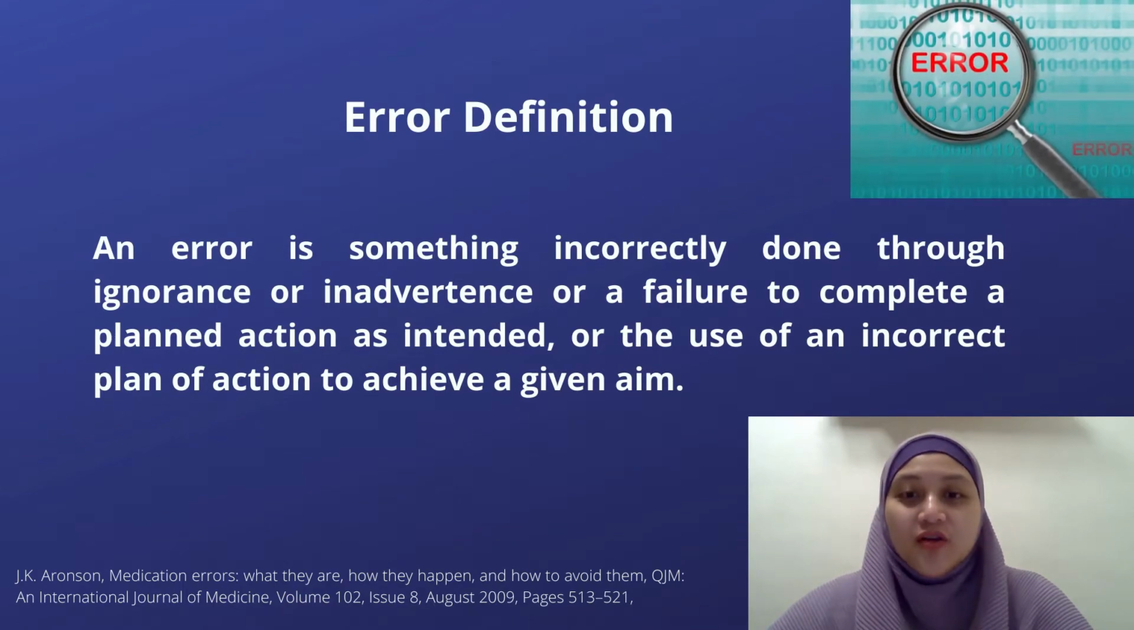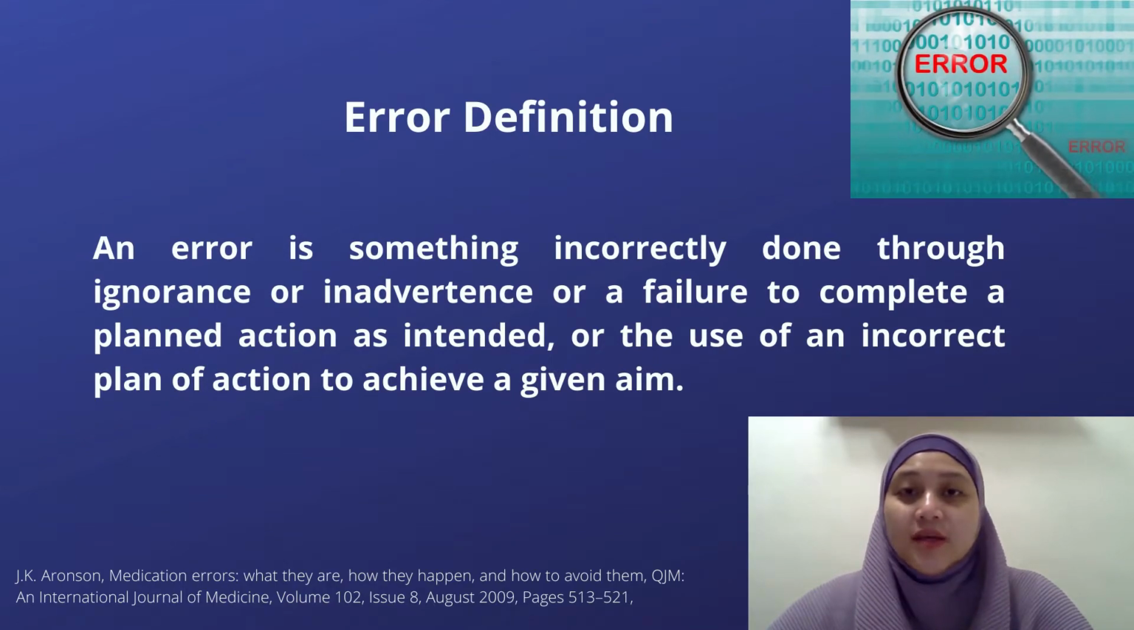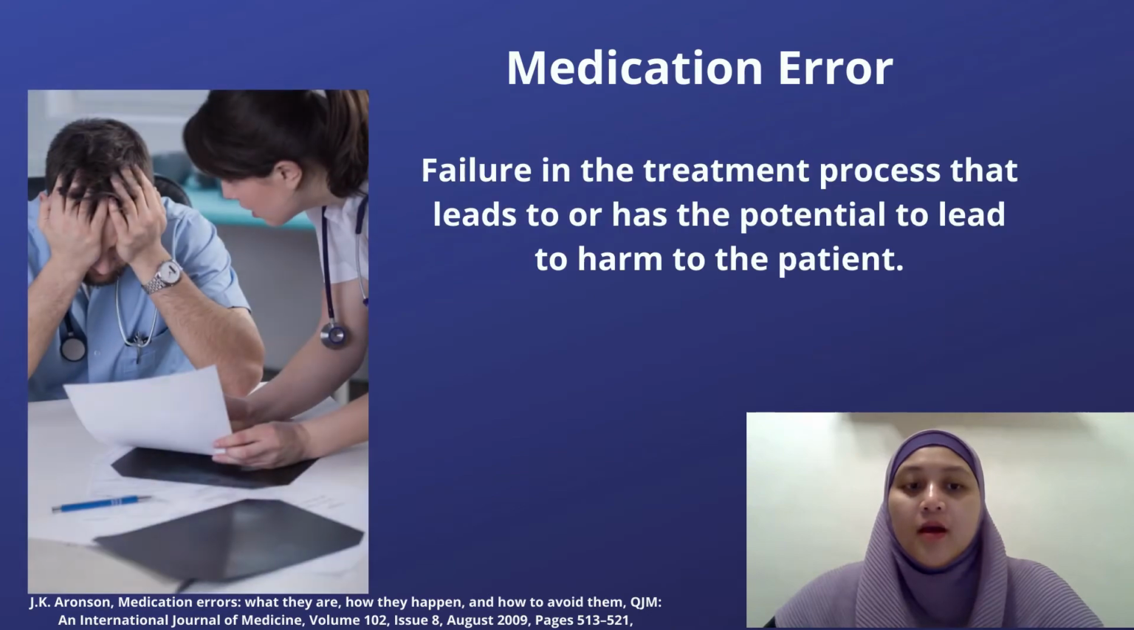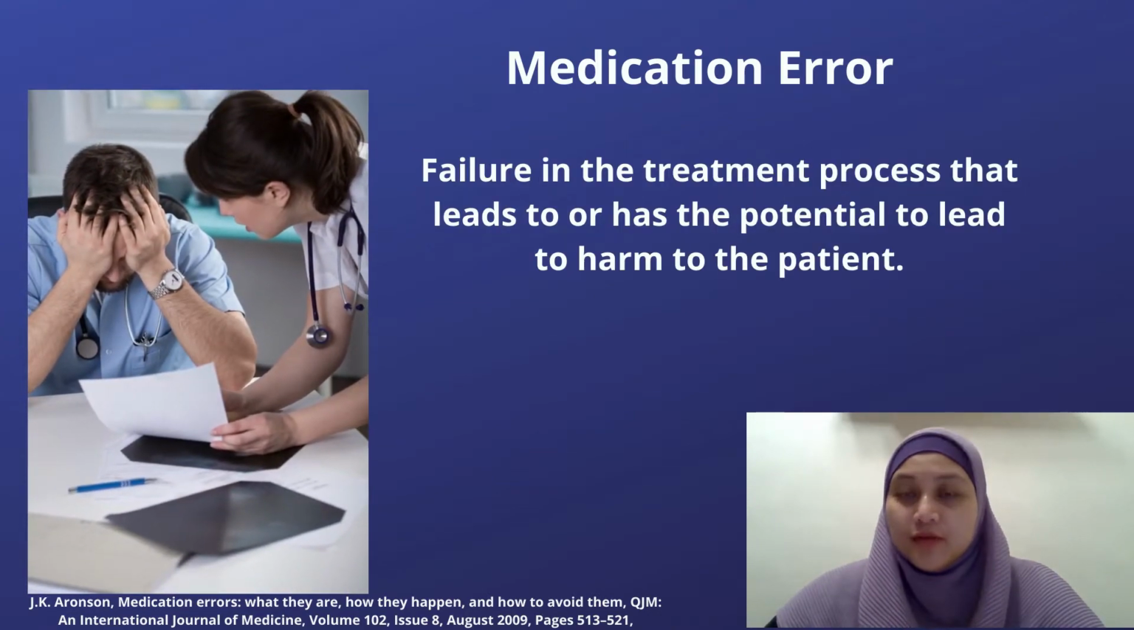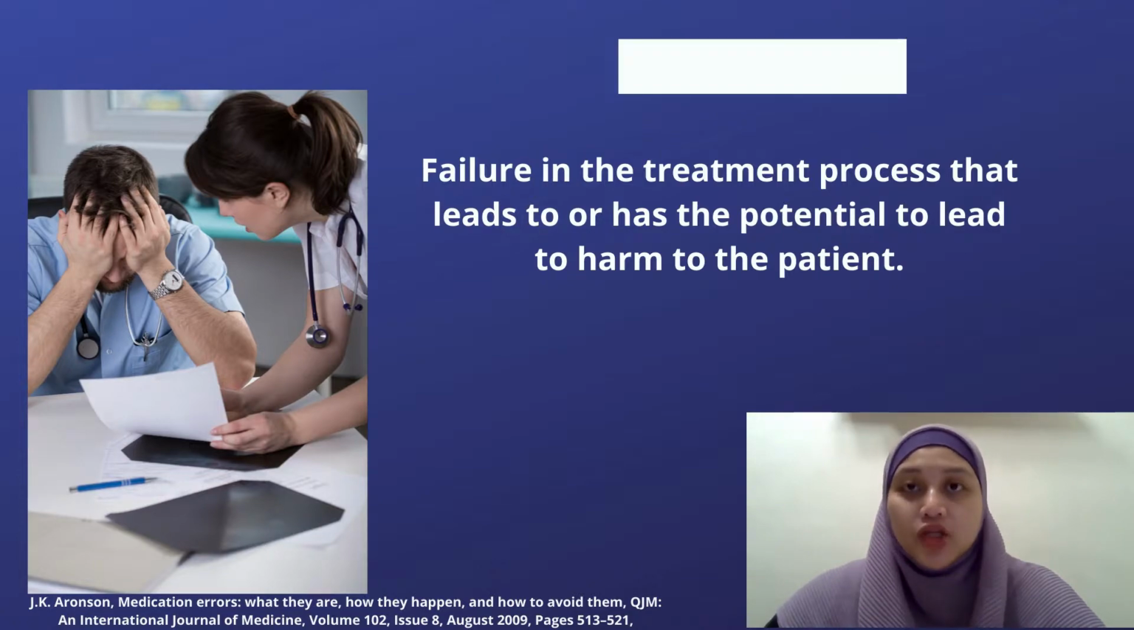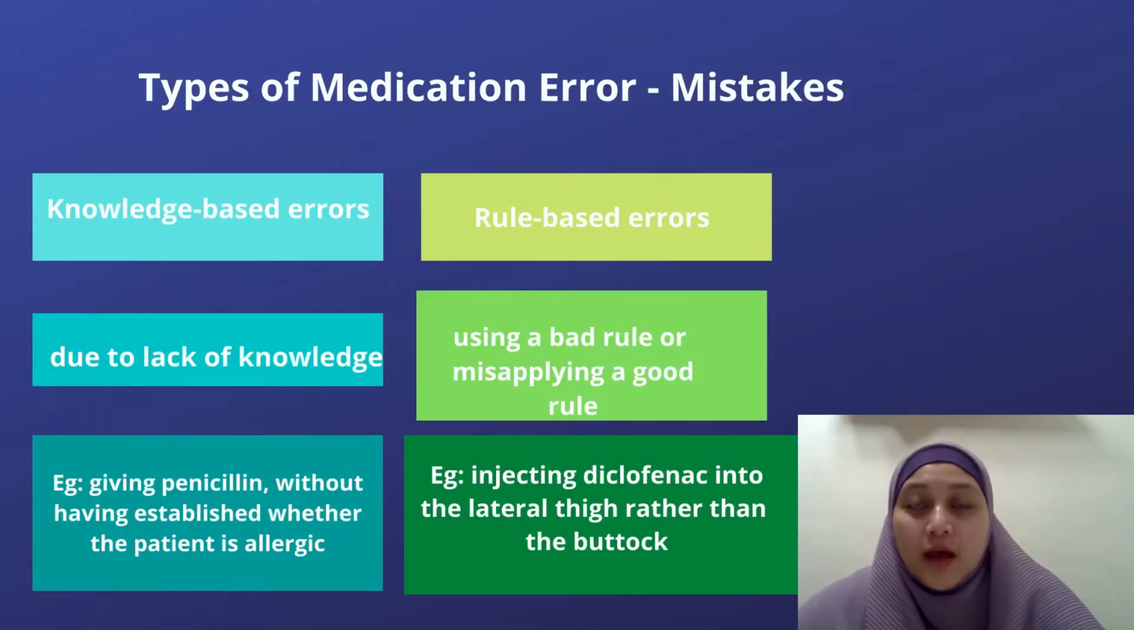Let's go through the definition of error. An error is something incorrectly done through ignorance or inadvertence or a failure to complete a planned action as intended or the use of an incorrect plan of action to achieve a given aim. What about medication error? What is the definition of medication error? Medication error is defined as failure in the treatment process that leads to or has the potential to lead to harm to the patient.